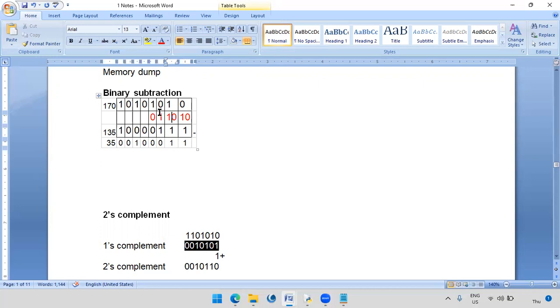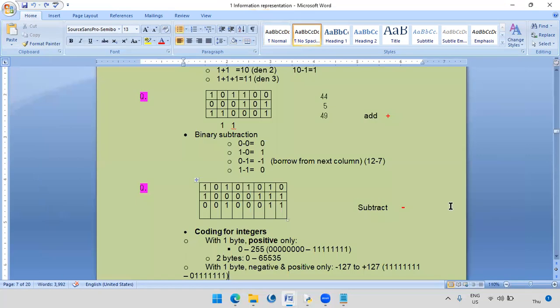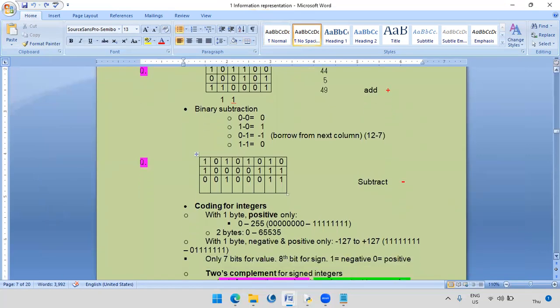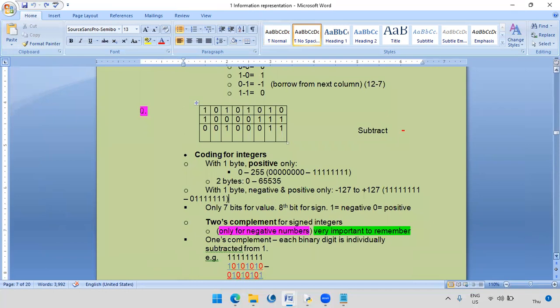And here we are left with 1. 1 minus 1 is 0. Here, 0 minus 0 is 0. 0 minus 0 is 0. 1 minus 0 is 1. 0 minus 0 is 0. 1 minus 1 is 0. And how much is it? 1, 2, 4, 8, 16, 32. This is 32. 32 plus 2 is 34, plus 1 is 35. So that's correct. So that's the way you subtract. And how you borrow, that's the way.